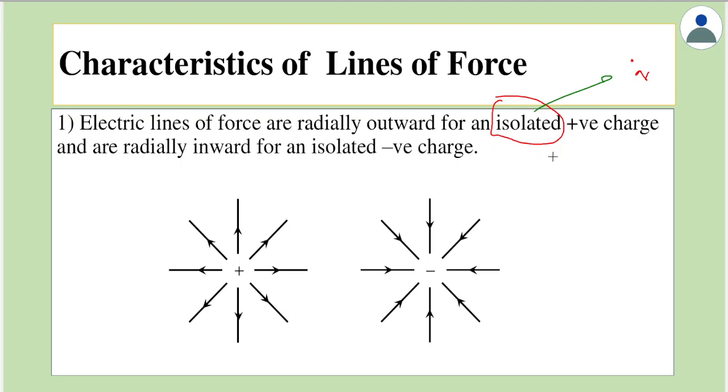So for such a configuration, if it is a positive charge, then the lines of force are radially outward as given here, and if it is a negative charge, then the lines of force would be radially inward as given in this configuration. That's the first point.